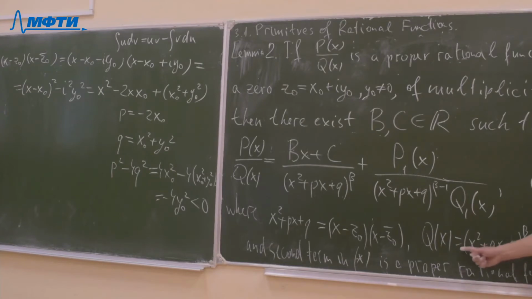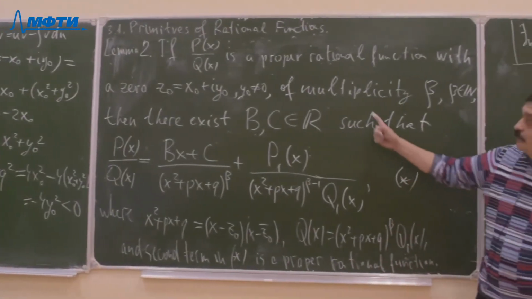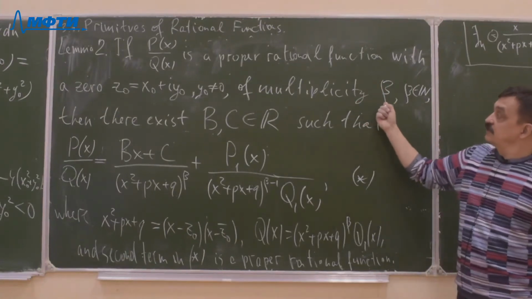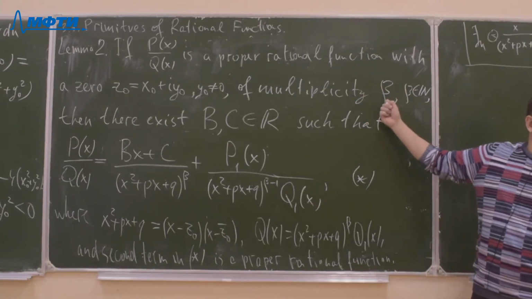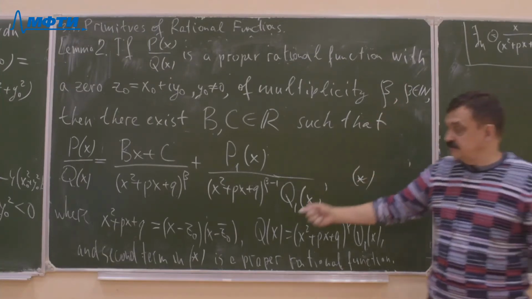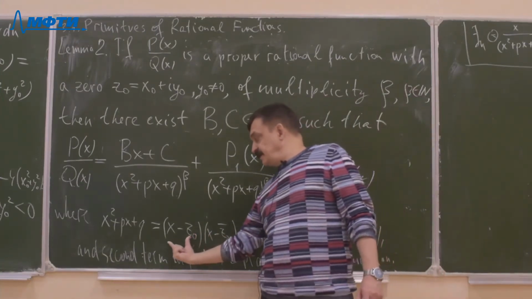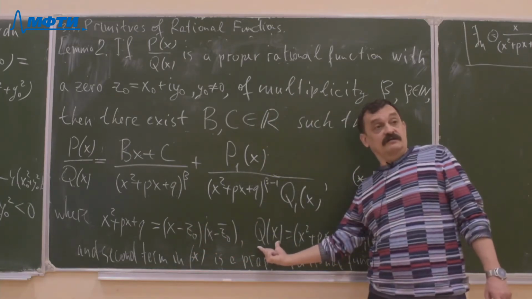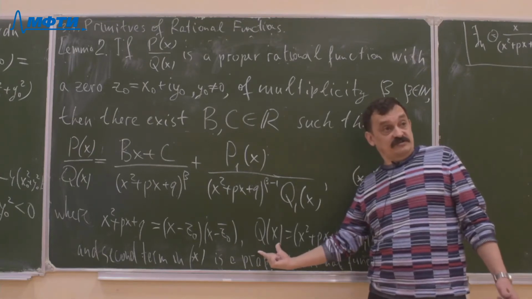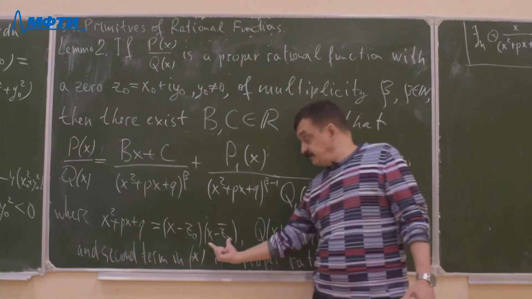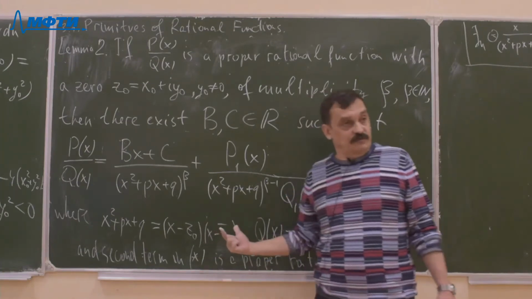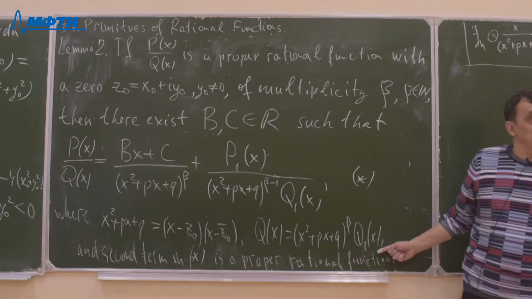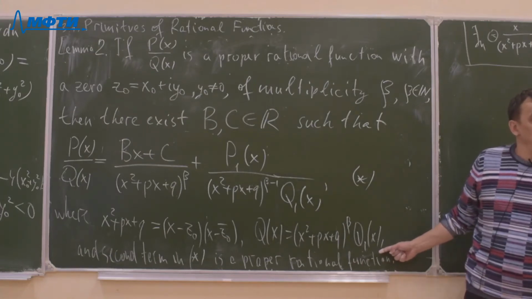So, since we suppose that z naught is a zero of multiplicity beta, it means we have x minus z naught power beta in q of x, right? But since q of x is a real polynomial, then x minus z naught conjugate should be also in power beta. And that is why we can represent q of x in that form.